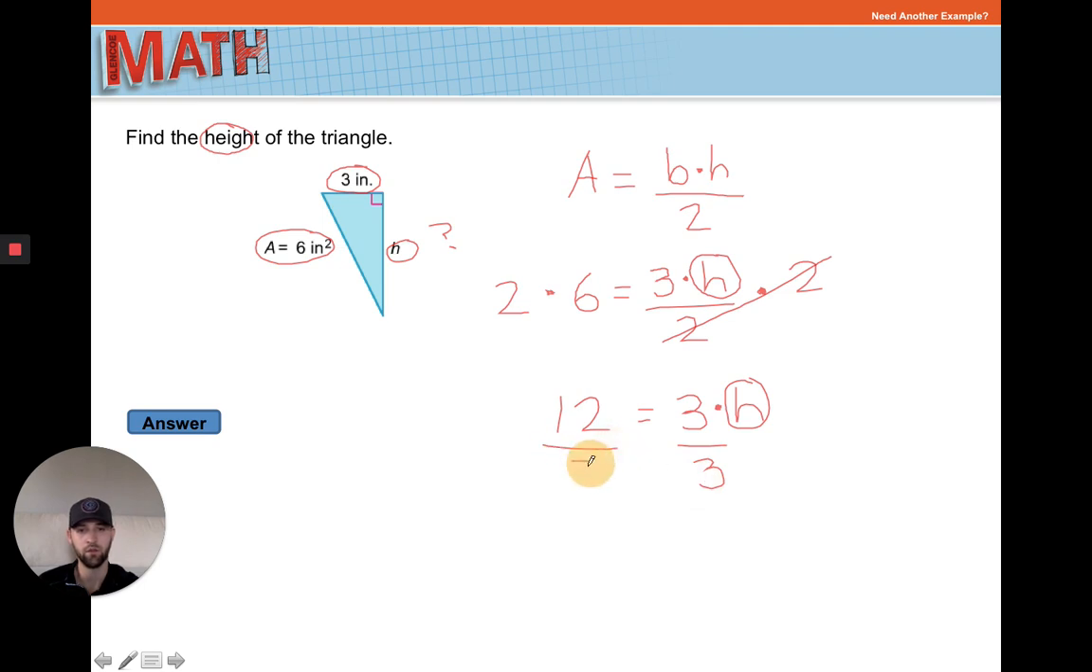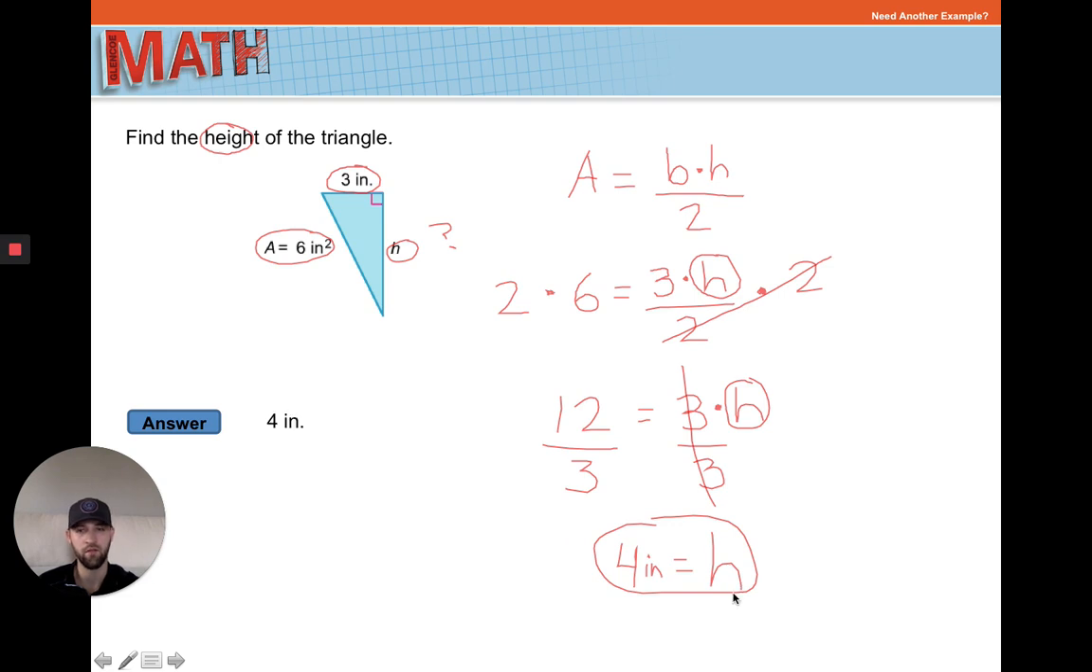Algebra's golden rule, whatever you do to one side, please do to the next. Your 3's, 3 divided by 3 is just equal to 1, so they're going to cancel each other out. And 12 divided by 3 to get your answer is 4. And that 4 needs some units. Remember, we are finding the height, so it's just going to be inches. I don't need inches squared because I'm not finding the area. 4 inches for that one.